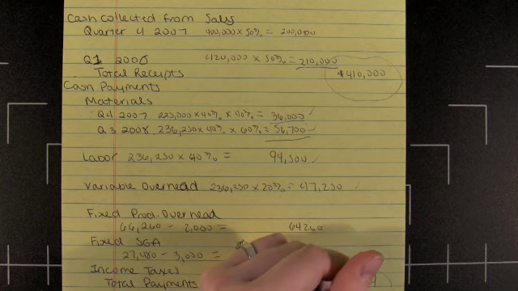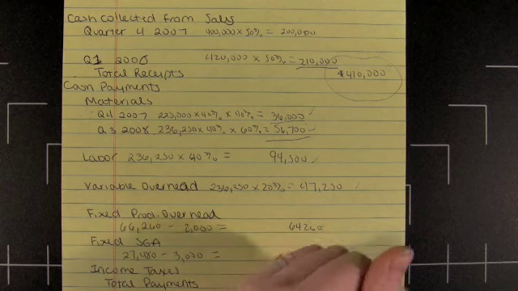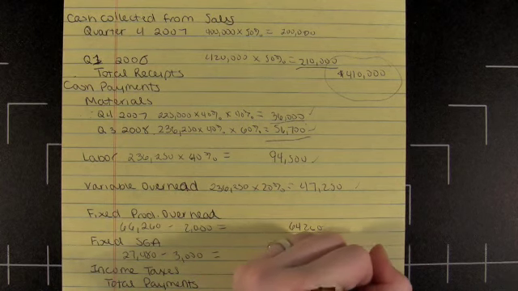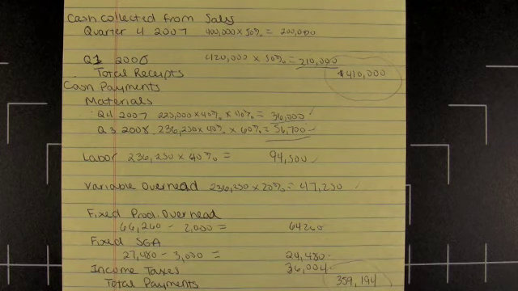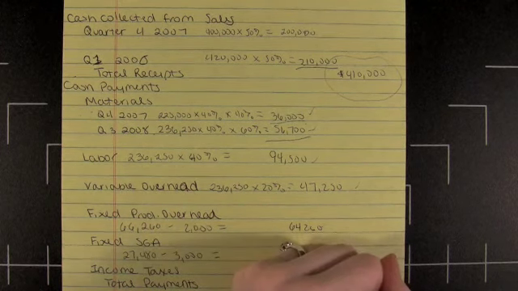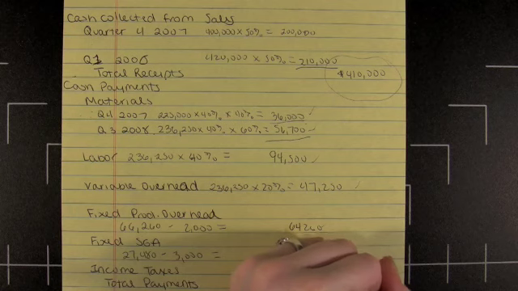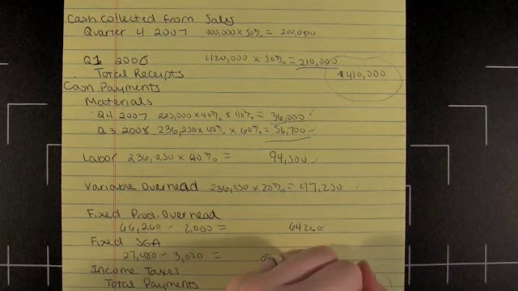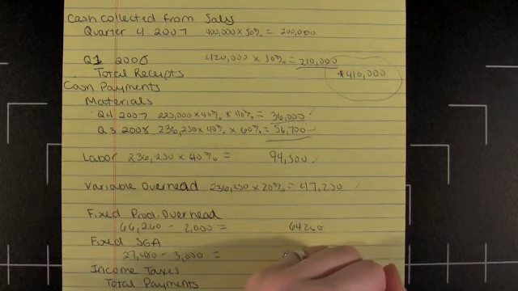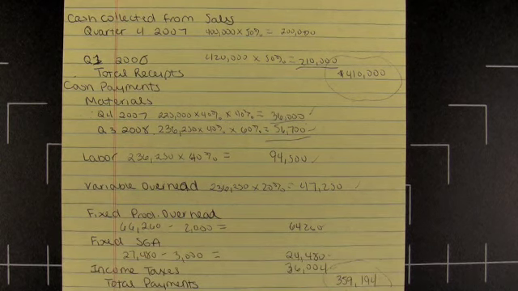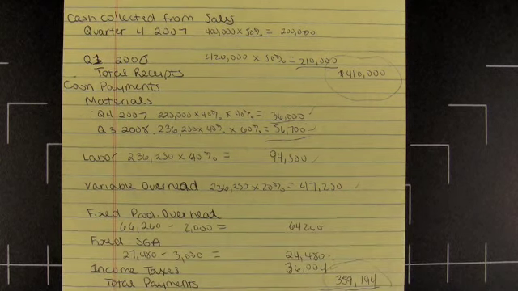Therefore, our change in cash is expected to be $50,806. And we add to that our beginning cash balance, which is $25,000. So our projected ending balance is $75,806. And that's the end of Part B.